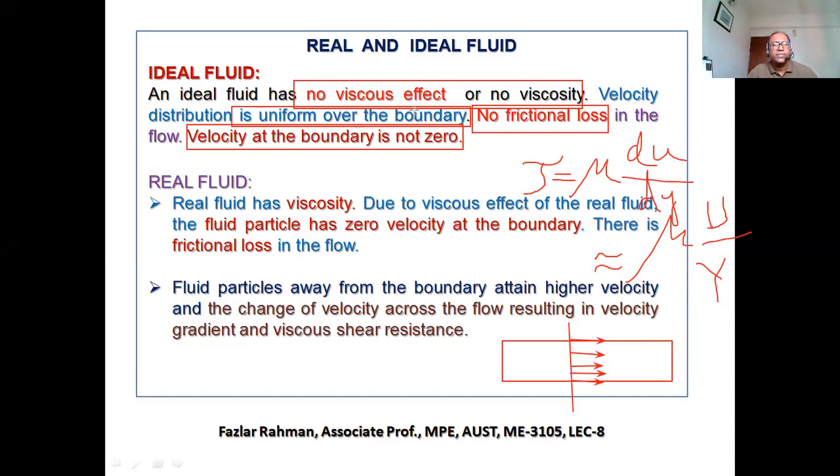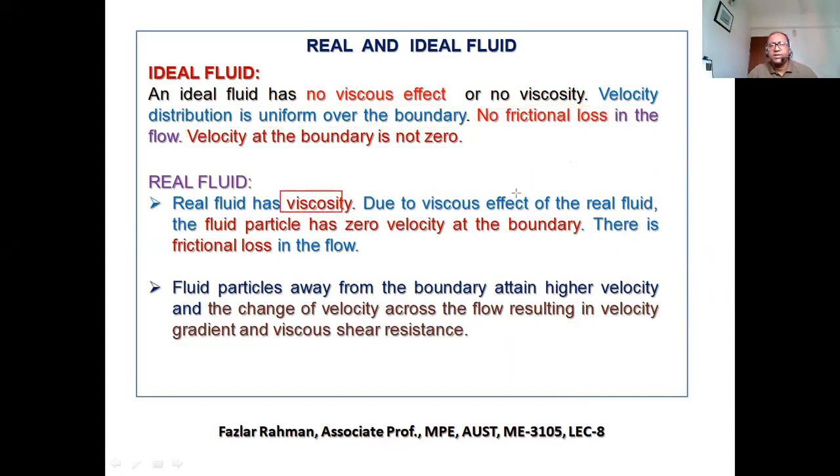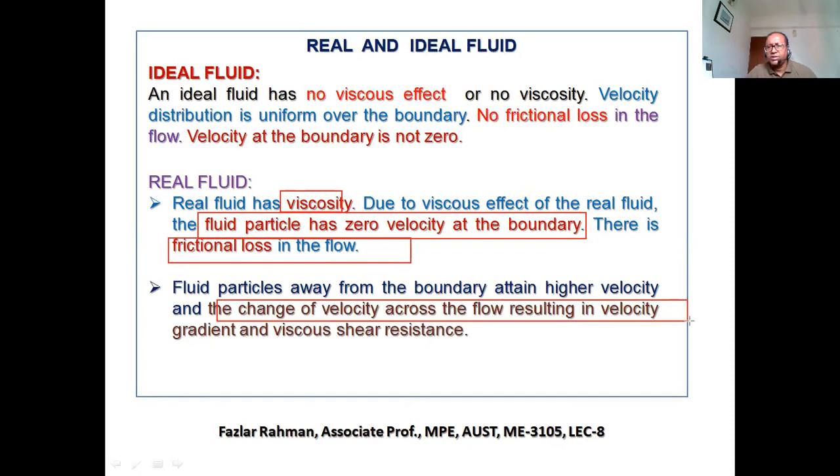So the fluid has viscosity. Due to the viscous effect, velocity of the fluid particle at the boundary should be zero, and there will be frictional loss in the flow. Fluid particles away from the boundary will have higher velocity, and the change of velocity across the flow results in a velocity gradient. Velocity gradient means del u by del y, the change of velocity along a direction, and there will be viscous shear resistance in the fluid.